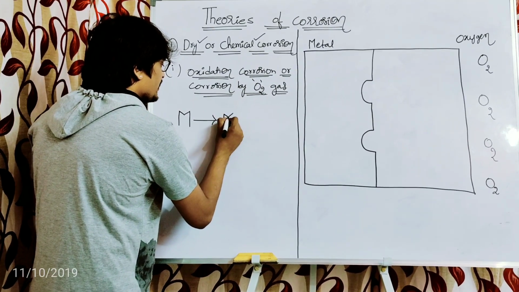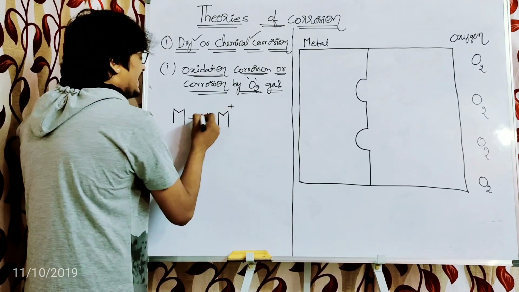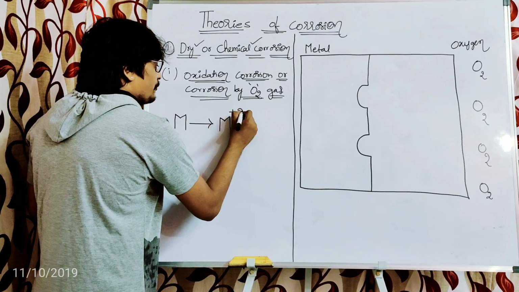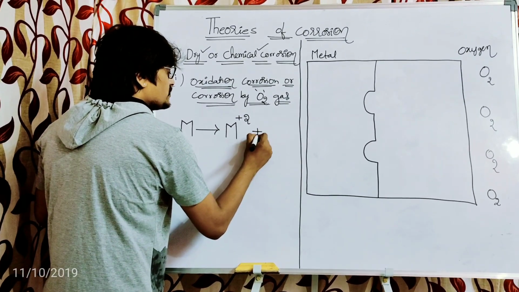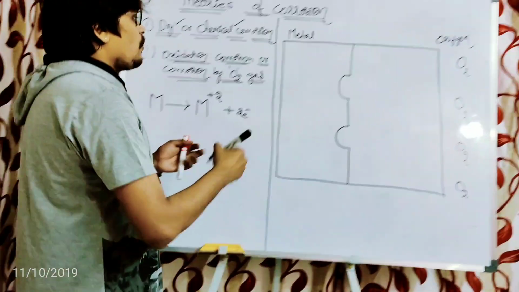Oxidation is nothing but, already we know, loss of electrons. Let us say that it is the bivalent metal. Since it is the bivalent metal, definitely it produces M+2 ions and loses the 2 electrons. Right? Now, what is happening?